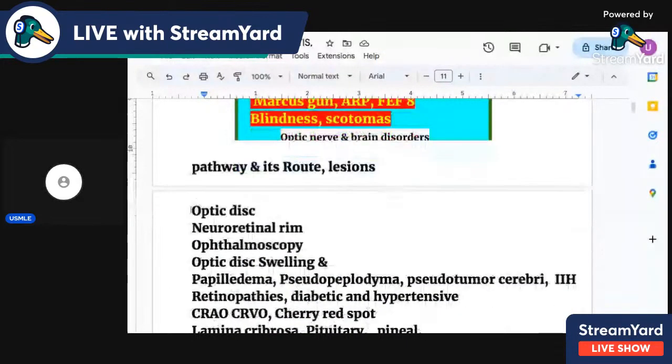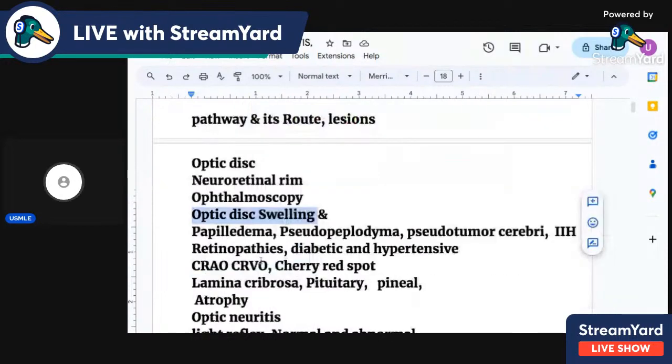Then we'll discuss the optic disc and the neuroretinal rim in detail. We'll do ophthalmoscopy, its features, and the abnormal and normal findings that we see. We'll discuss optic disc swelling and papilledema, pseudopapilledema, and pseudotumor cerebri. And then two retinopathies we'll discuss, diabetic and hypertensive retinopathy.